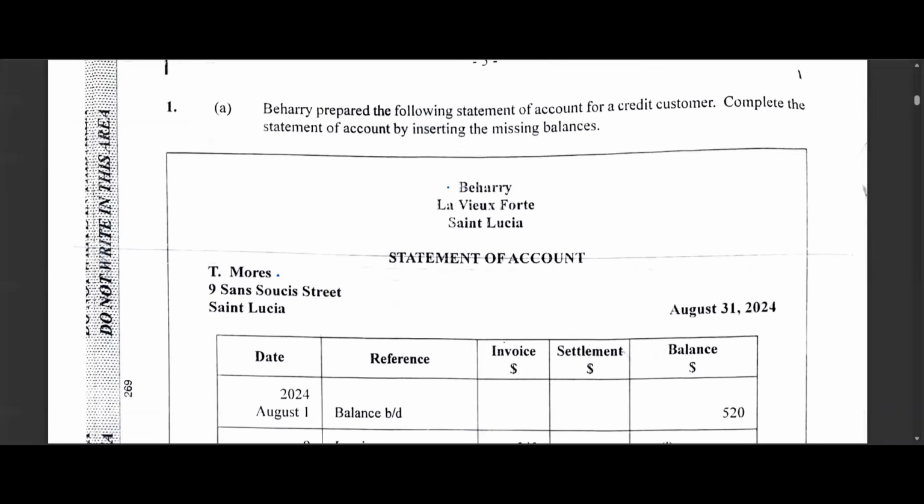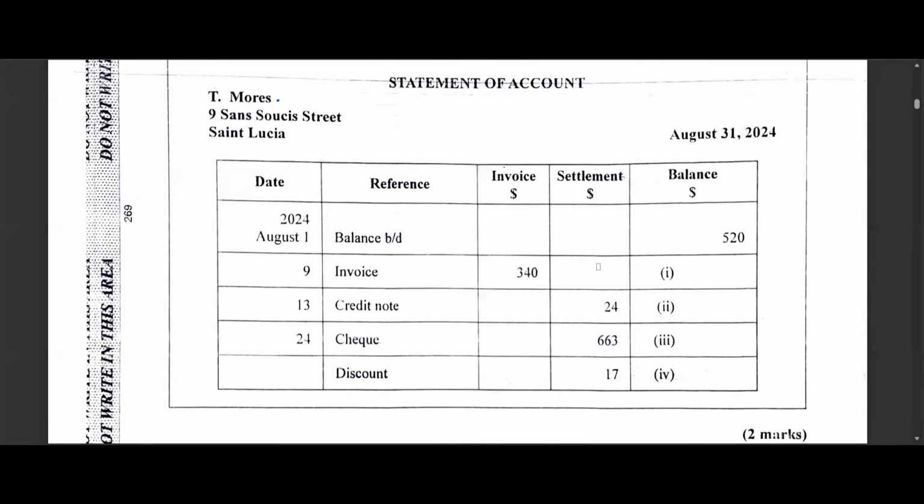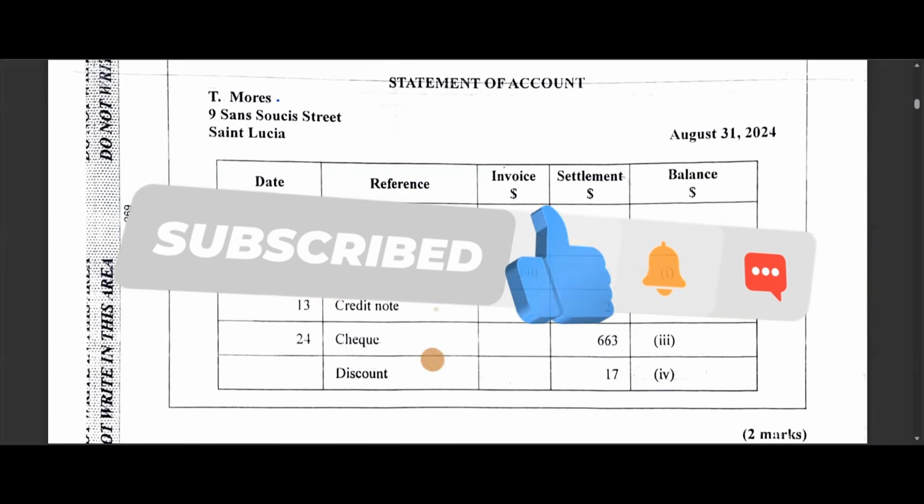Now question 1 says, Bihari prepared the following statement of account for a credit customer. Complete the statement of account by inserting the missing balances. So let's check out the statement of account. Now coming down, we're going to look to see where our missing balances are. Alright, so we're seeing date, reference, invoice, settlement, balance. August 1st, you have a balance brought down value of 520.